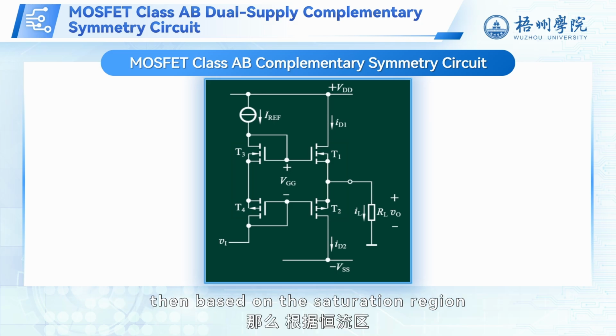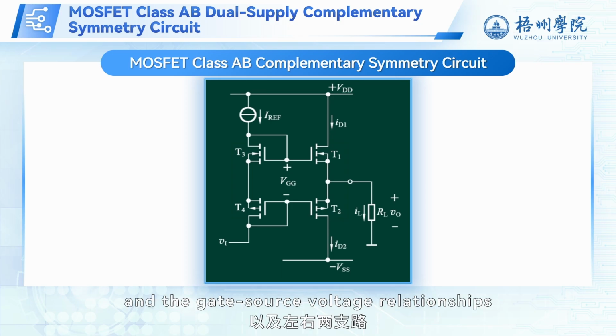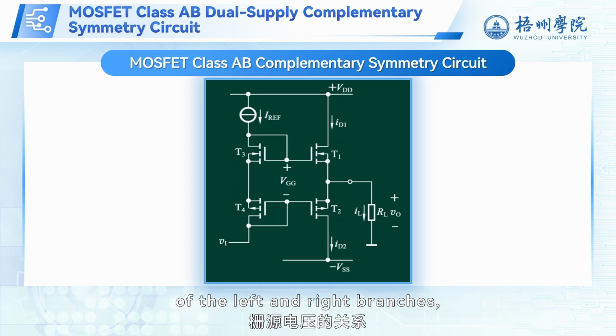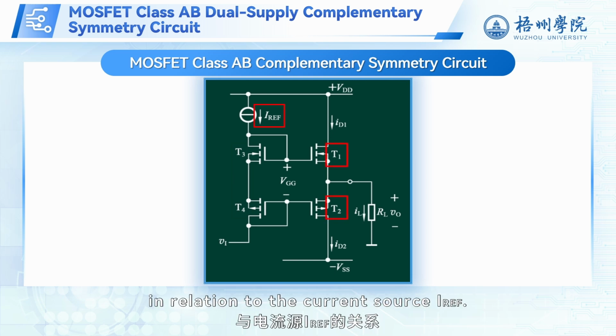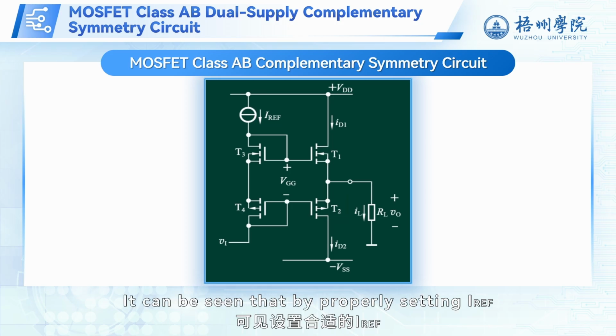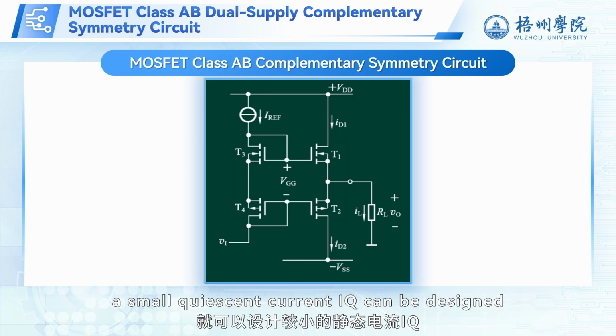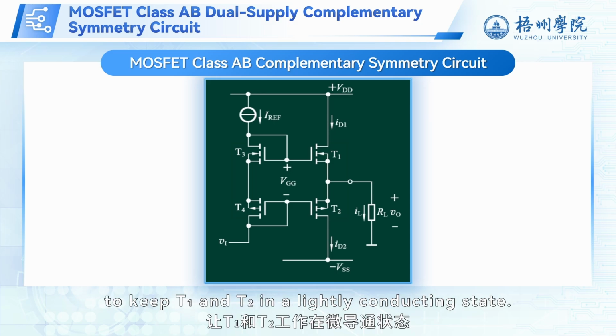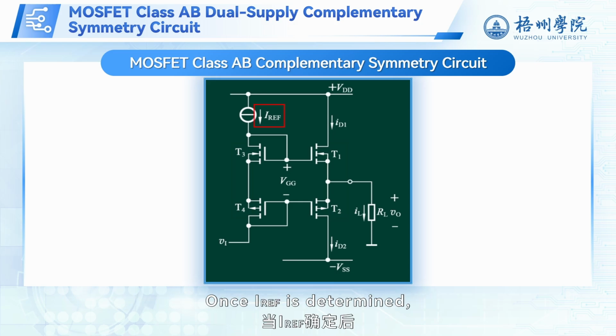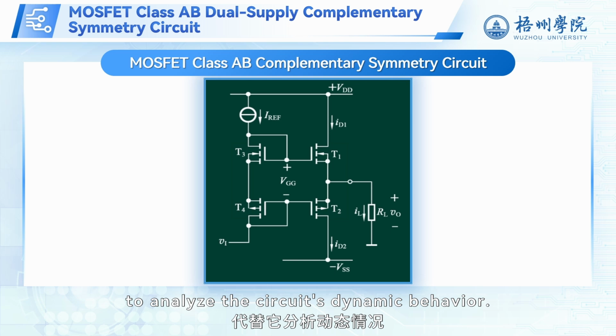Then, based on the saturation region characteristic equations and the gate-source voltage relationships of the left and right branches, the static currents in T1 and T2 can be derived in relation to the current source IREF. It can be seen that by properly setting IREF and the width-to-length ratio of transistors T1 and T3, a small quiescent current IQ can be designed to keep T1 and T2 in a lightly conducting state. Once IREF is determined, VGG becomes a fixed value. The constant voltage drop model can similarly be used to analyze the circuit's dynamic behavior.